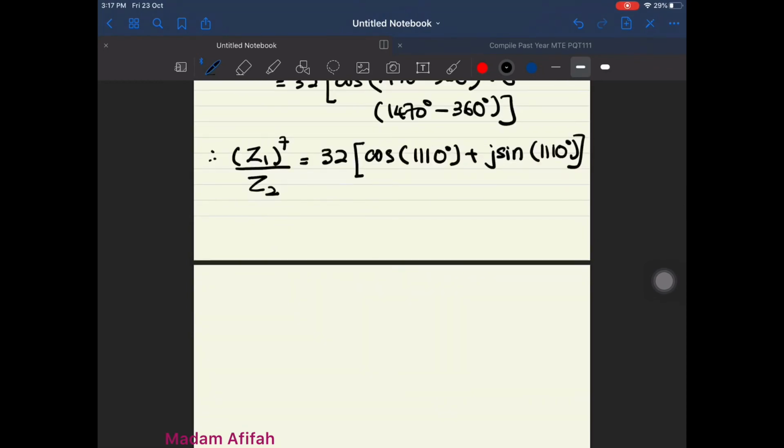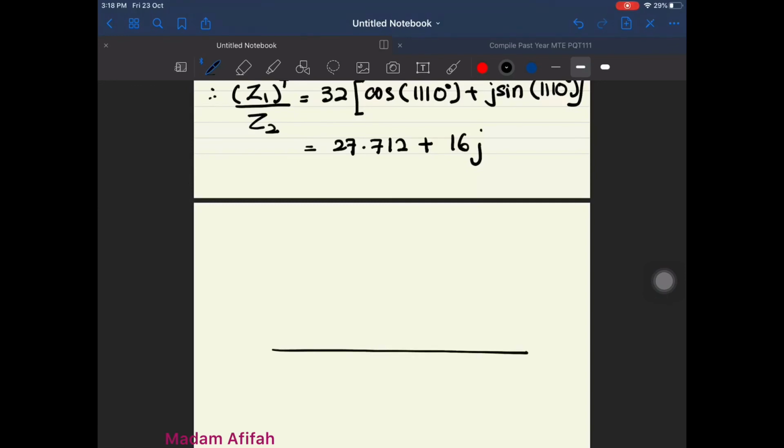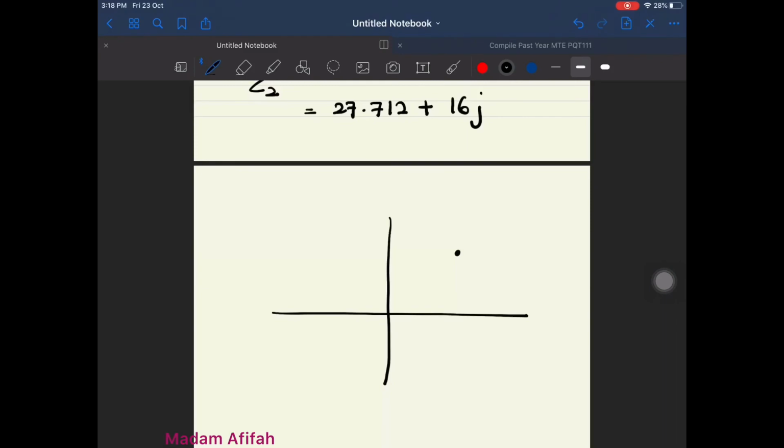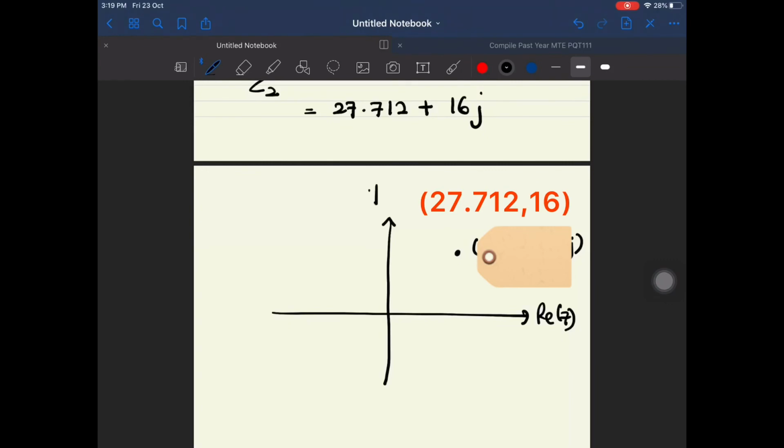But this is not yet the final answer, because the question asks you to express the final answer in a plus bj form, which means the general form of a complex number. So you just press your calculator. 32 cos 1110 will give you 27.712 plus 32 sine 1110, which is equal to 16j. On the Argand diagram, your z is in quadrant 1, which is somewhere here. So just plot 27.712 plus 16j. This is real and this is imaginary.